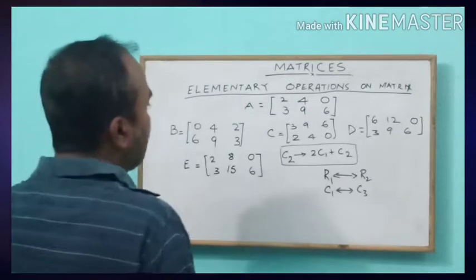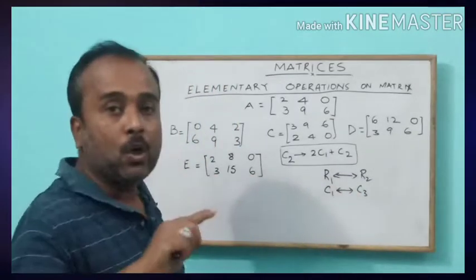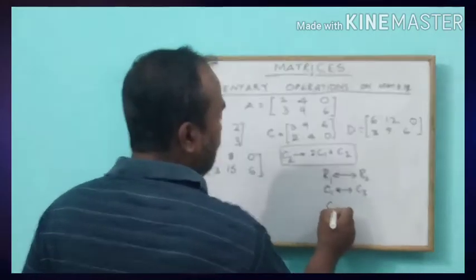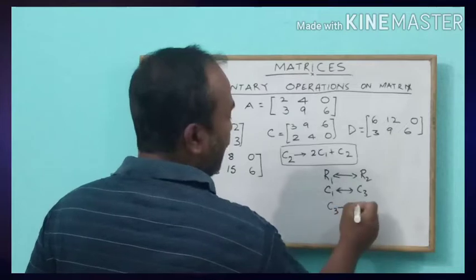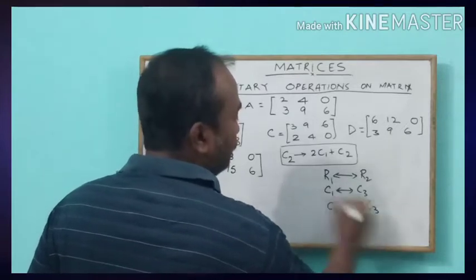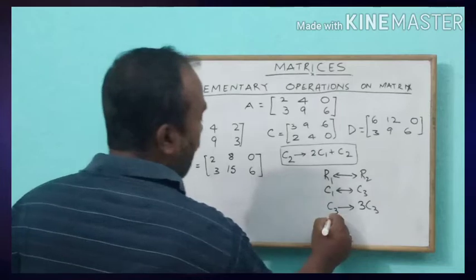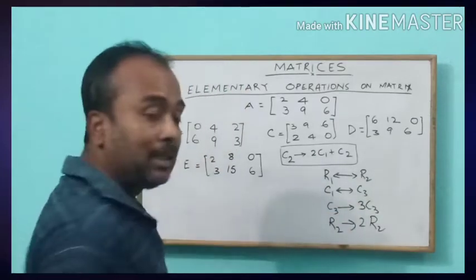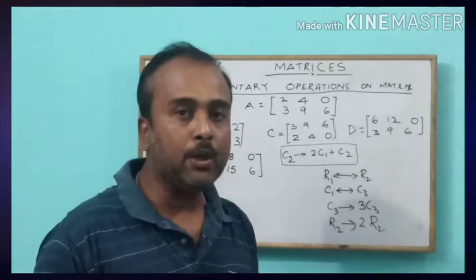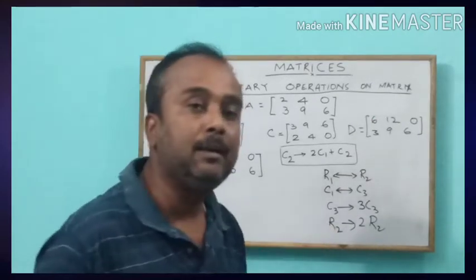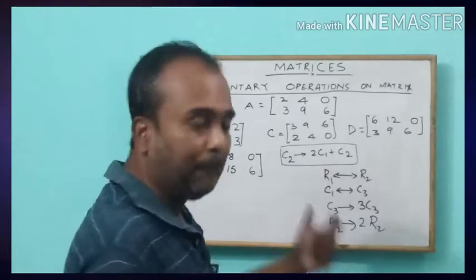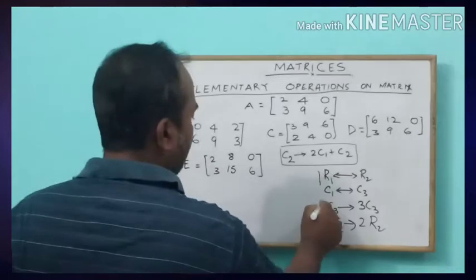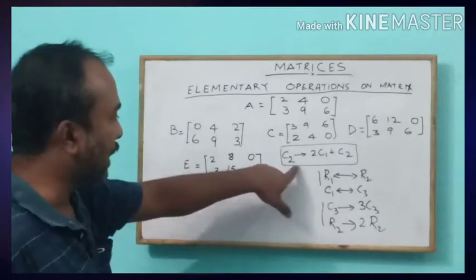Second one is multiplying a row or a column by any particular scalar number. That means suppose C3 I am changing by writing thrice of C3, or R2 I am writing as twice of R2. That means multiplying a particular row or a column by a particular scalar number or any number. This is the first category, this is the second category. And the third category is what I have explained here.